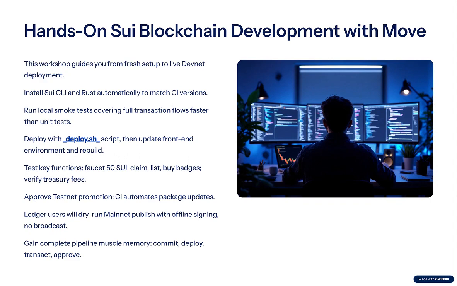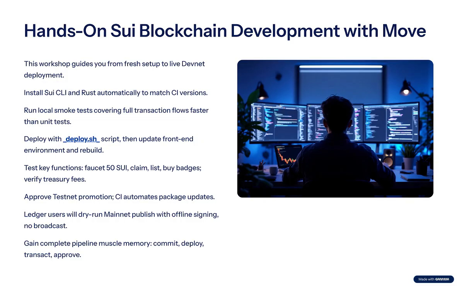This workshop is the do-along version of Lesson 6.1. You will start with a fresh laptop, clone the SUI-PALS monorepo, and finish with a live DevNet deployment that anyone can hit from a browser. If you've never installed the SUI CLI or Rust, budget 5 minutes. The script auto-installs exact versions to match CI.